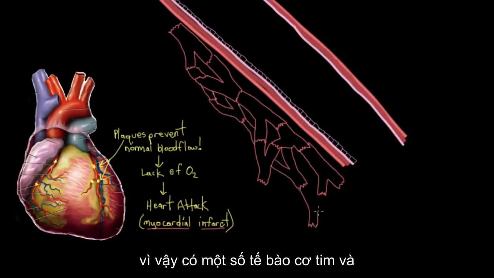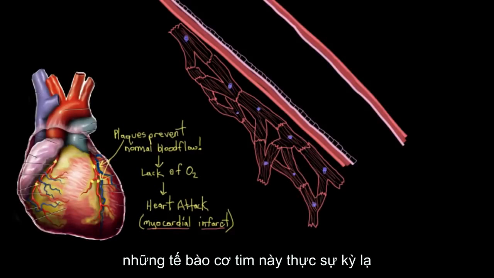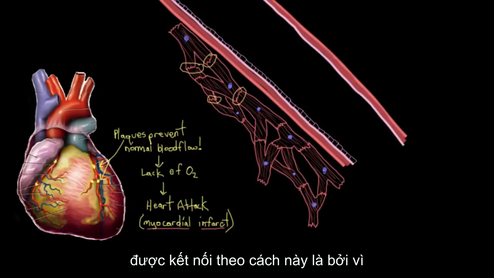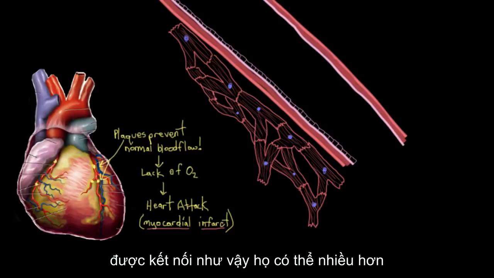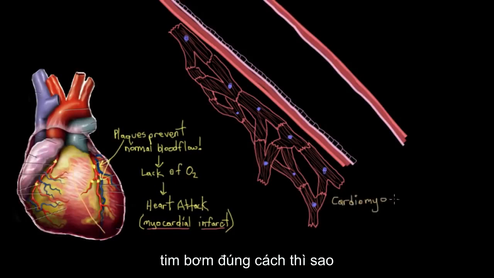So there's some heart muscle cells. And so you might have noticed that I drew these cardiomyocytes in a really oddly connected way. So you can see a connection there, and you can see a connection there, and there's one there, and so on. And the reason that cardiomyocytes, that heart muscle cells, are connected in this way is because by being connected like this, they can more efficiently work together to make sure that the heart pumps properly.